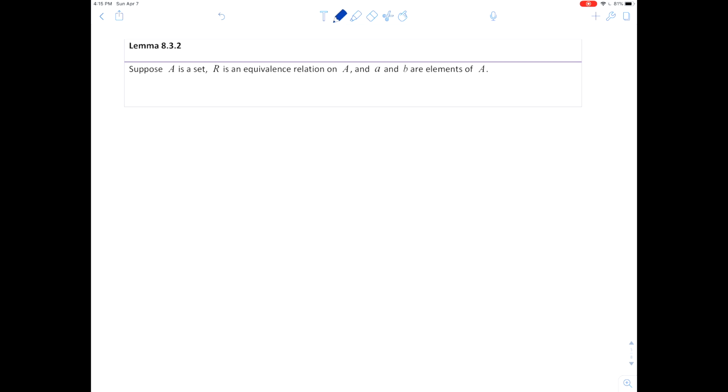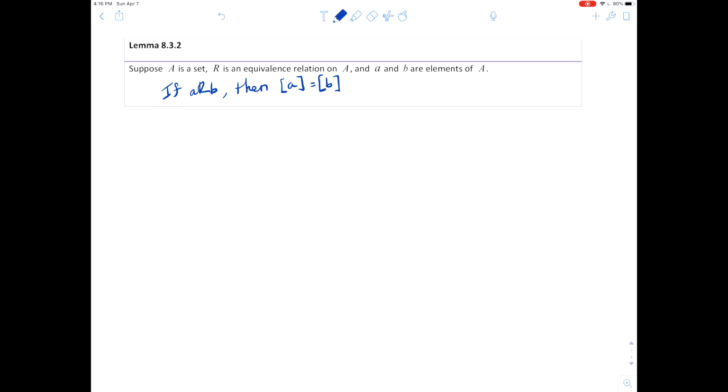8.3.2. Suppose A is a set, R is an equivalence relation on A, and a and b are elements of A. So it turns out if aRb, then the class of a equals the class of b.